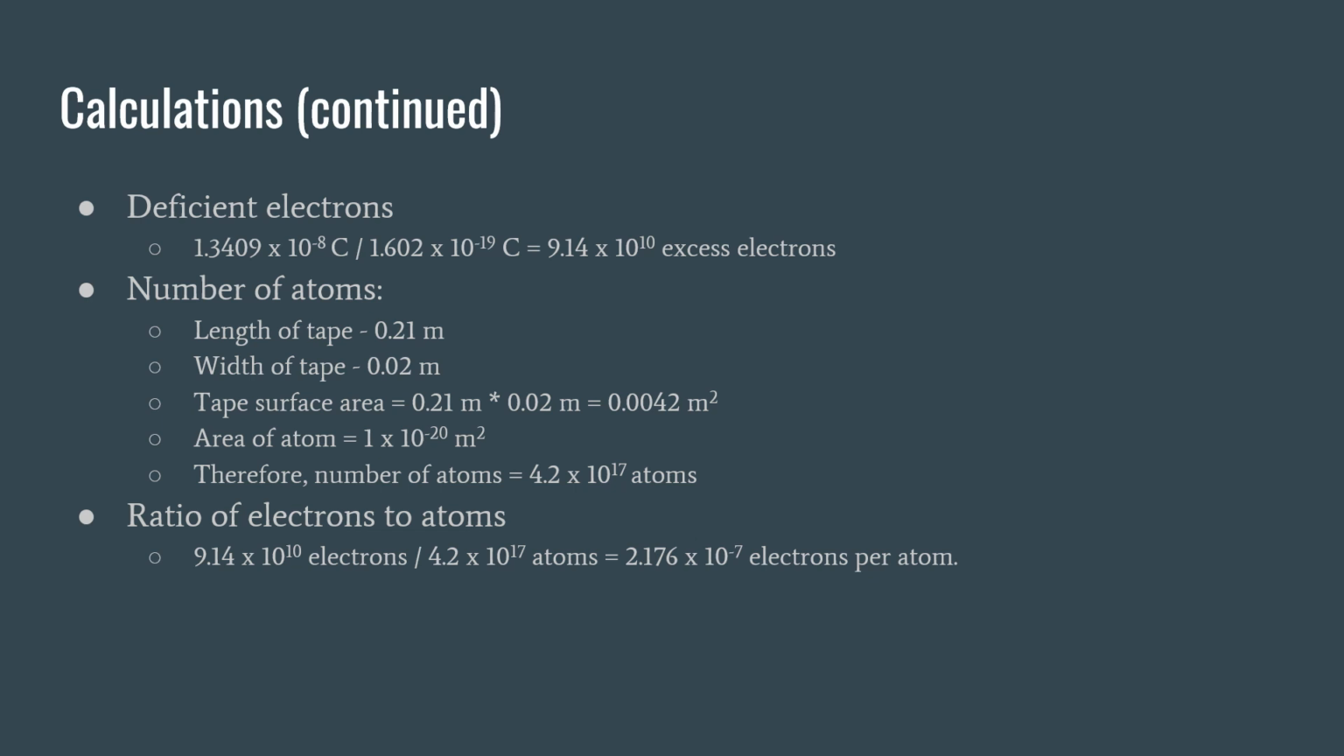And then to find the number of atoms, we divided the surface area of the tape by the surface area of an atom. In order to do this, we multiplied length times width, and the number of atoms was found to be 4.2 times 10 to the 17th atoms. And then the ratio was found by simply dividing the number of electrons by the number of atoms to be 2.176 times 10 to the negative 7th electrons per atom.